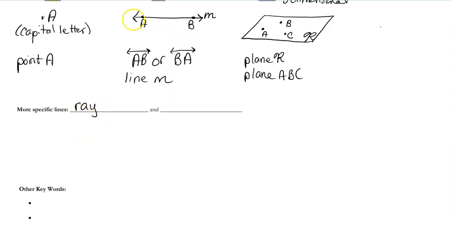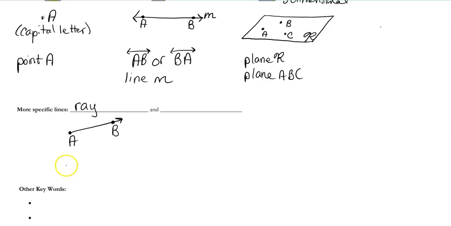An array, instead of going 2 directions, goes 1 direction like this. It only has 1 arrow. And so that's the picture of a ray. You might think about it like a sun ray, because it starts at the sun and goes out, so it goes one way. Okay, and when you have a ray, it also has points, so it has 2 capital letters.